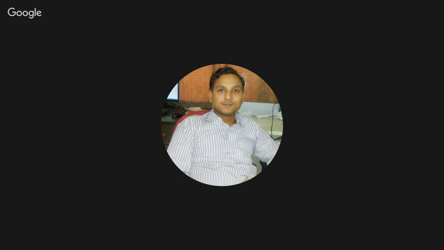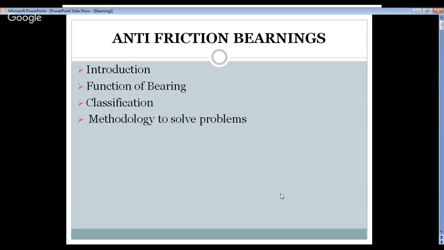These power transmissions are belt pulley systems and gears. Basically, gear and belt pulley systems are mounted on the shaft. These shafts are basically supported on bearings. These bearings might be anti-friction bearings, or you may say rolling contact bearings, or they may be journal bearings, or you may say sliding contact bearings. In this video, I'm sharing my thoughts on the anti-friction bearing, or you may say roller or ball bearing.